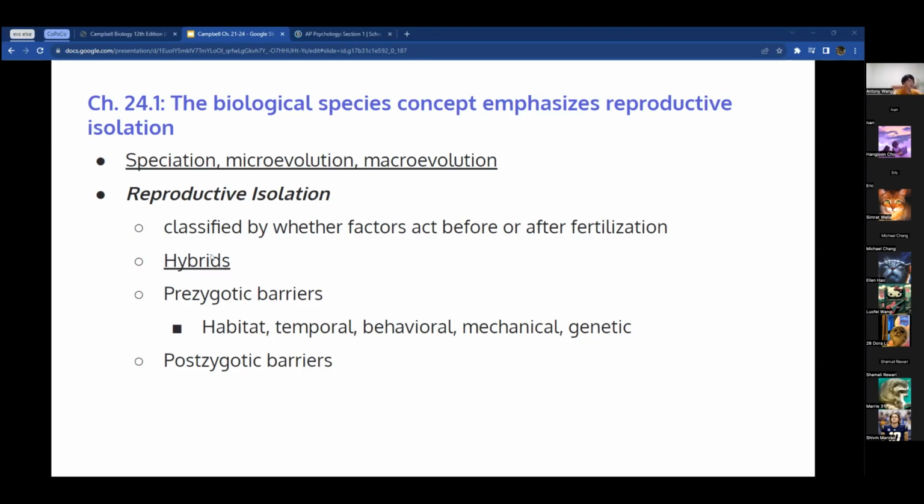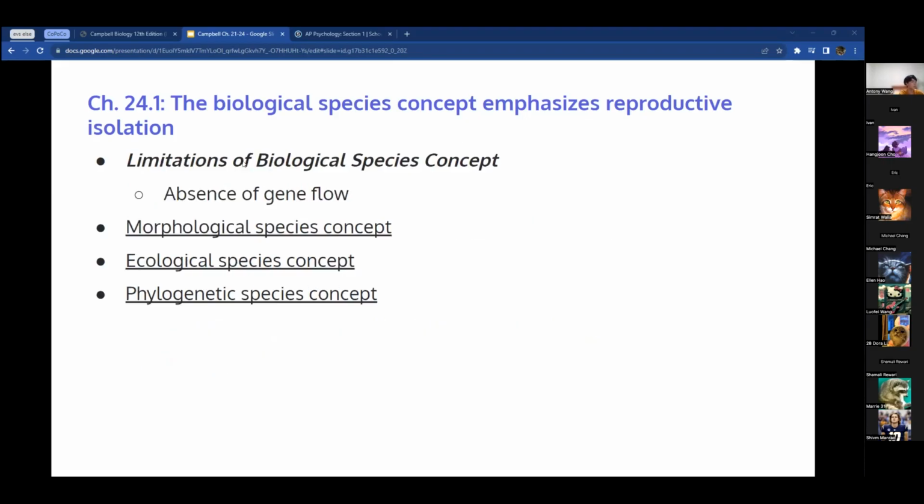However, hybrids are the big exception to the biological species concept, where two groups of animals considered species can interbreed because they're related closely enough that they can produce some offspring, but often those offspring are non-viable. They're usually weaker. Maybe the hybrids break down after a few generations, or they're sterile. Either way, they can't reproduce as successfully as either of the parents. Limitations of the biological species concept: absence of gene flow.